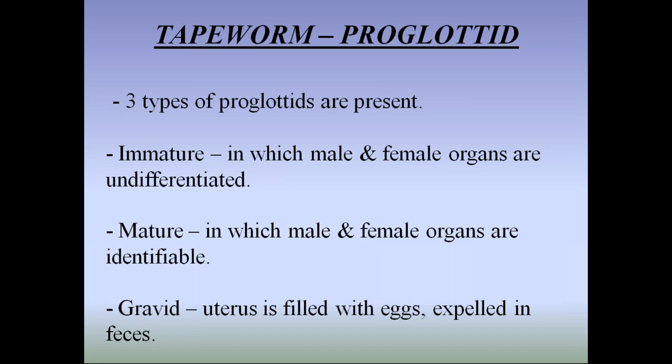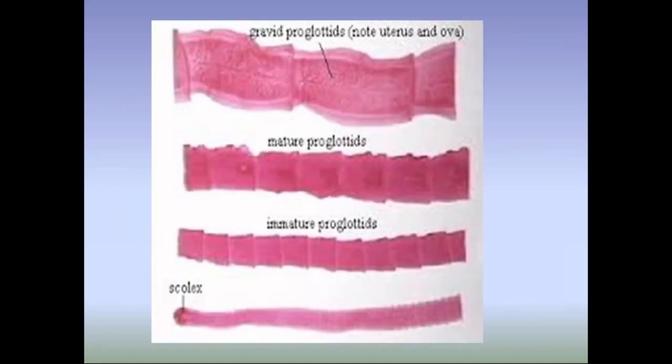We can see these proglottids in the slide also. Suppose we are asked in the examination, we have to tell which is mature, which is gravid, which is immature. See, the below one is the immature proglottid; we can't differentiate. In the mature proglottid, male and female organs, the ovary and testes, are differentiated. But in the gravid proglottid, we can differentiate everything, particularly the uterus and ova.